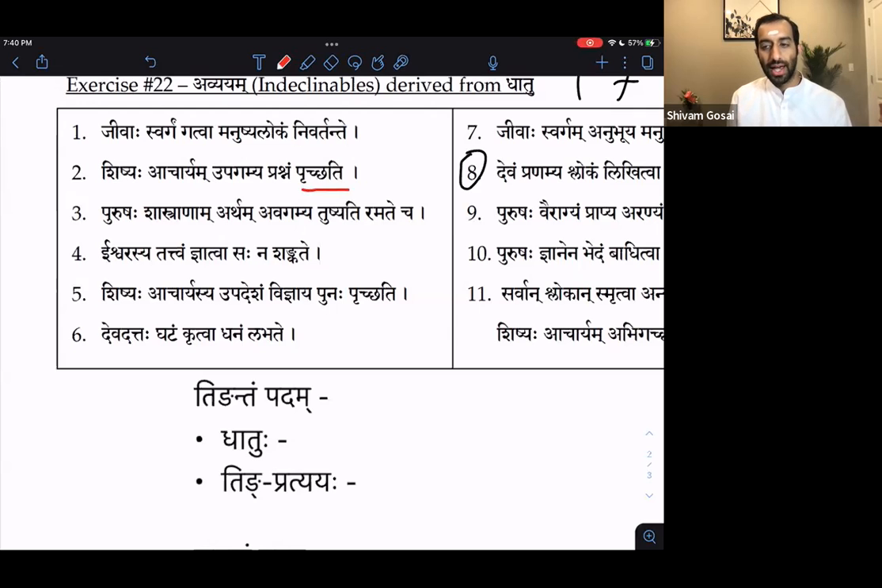Prichati. And then we have a verb-like word, an Avyaya, which is derived from a dhatu. Yeah, I can see you mouthing it. Yep, upagamya. Okay, so now this is a bit tricky. We don't have twa. So it's a little bit more hidden. But you see, upa, gam, ya.